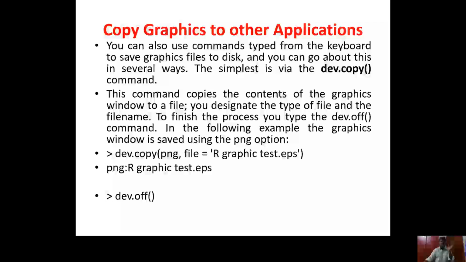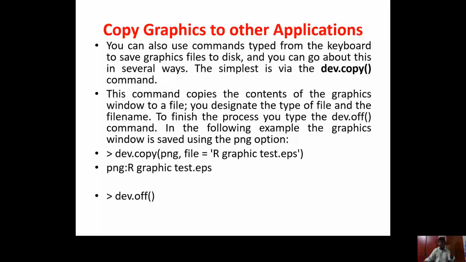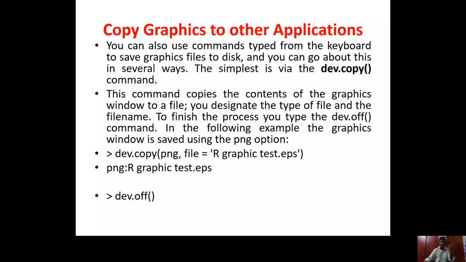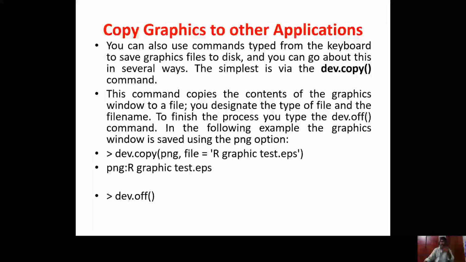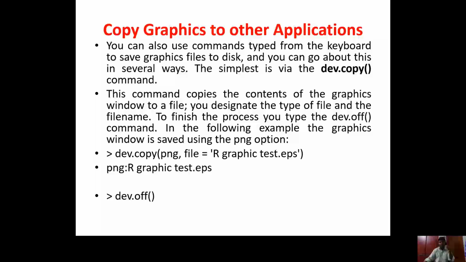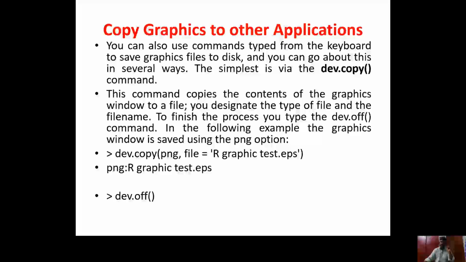Other options: this command copies the contents of the graphics window to a file. To designate the type of the file and the file name, you have to specify what type of file we are taking. To finish the process, you type dev.off. This command will stop the copying process and complete it.